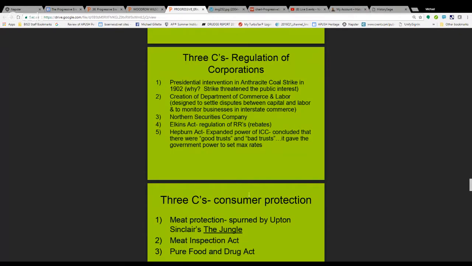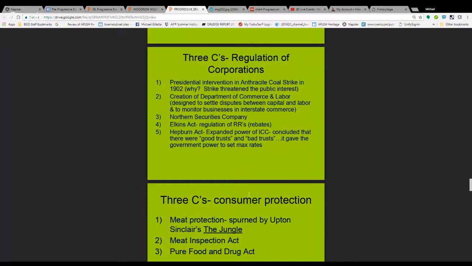In 1902, he intervenes in a really paralyzing coal mine strike. Coal is the life and blood of the American economy. It's what drives the railroads. It's what drives the factories. And anytime coal miners went on strike, it caused paralysis in the American economy.